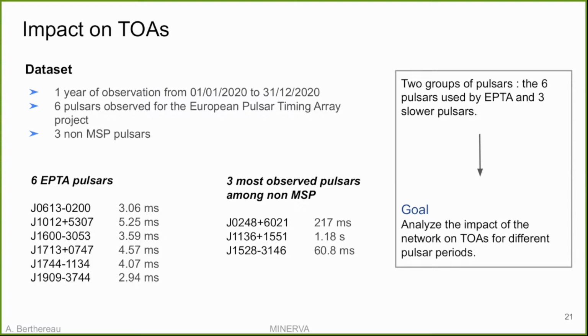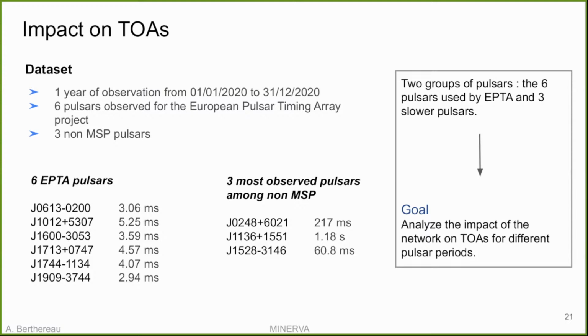So the EPTA project is using pulsars with the chronometry, with the timing method, so the TOA method, to detect gravitational waves using the pulsars as a network of detectors for the galaxy. And we are also using 3 MSP pulsars.